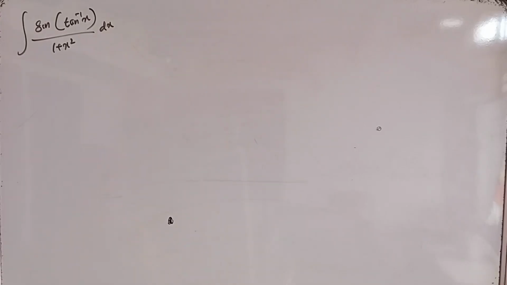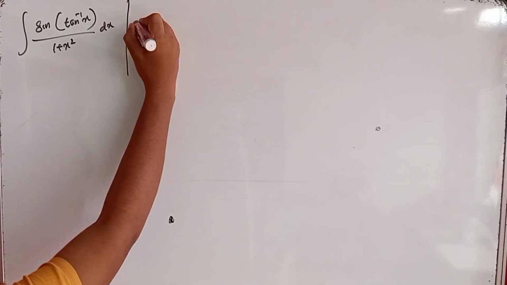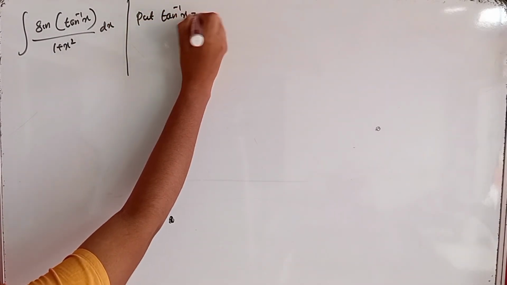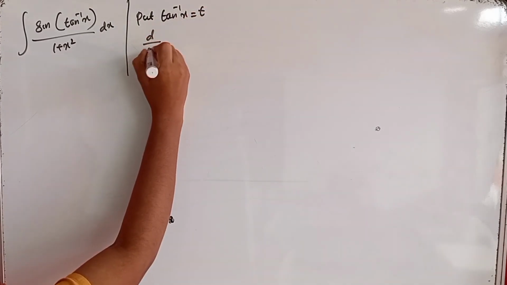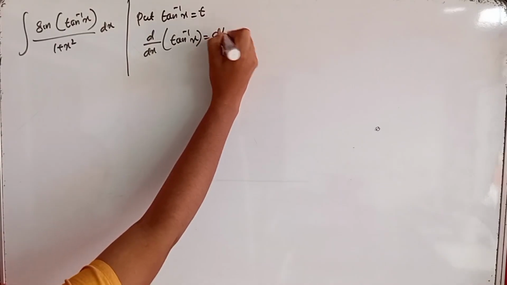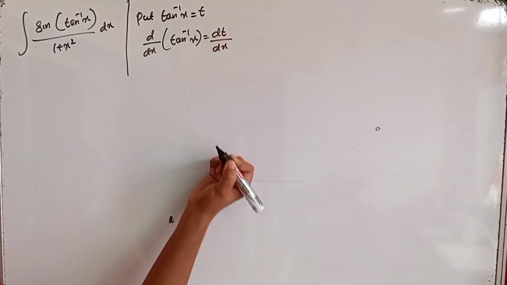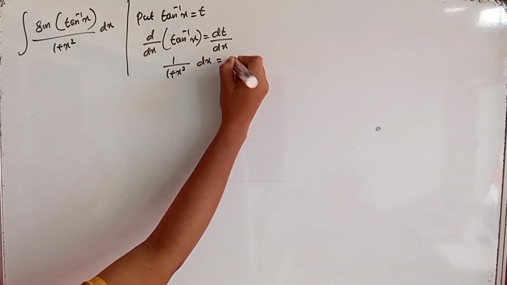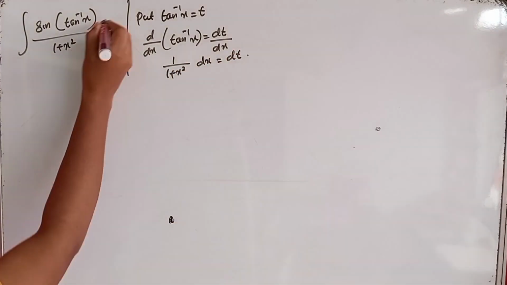Okay, the next question, integrate sine of tan inverse x by 1 plus x squared dx. So here we put tan inverse x equal to t. Differentiate both sides with respect to x. So what is the derivative of tan inverse x? It is 1 by 1 plus x square. So the left side becomes 1 by 1 plus x square dx equal to dt.